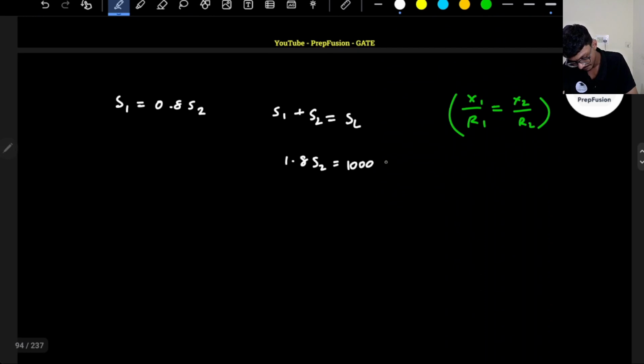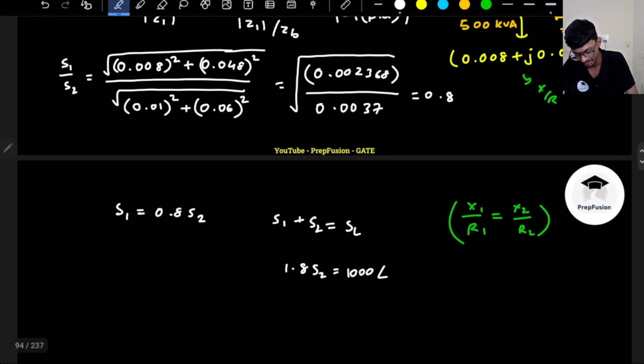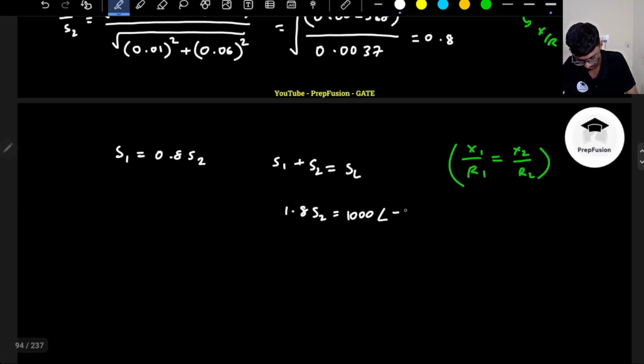1000 kVA, right? What is the angle? The angle will not change because X1 by R1 is the same. The angle is zero for 0.8 power factor lagging, so it is minus 36.86. I will not explain all this conversion; the assumption is you already know all this.